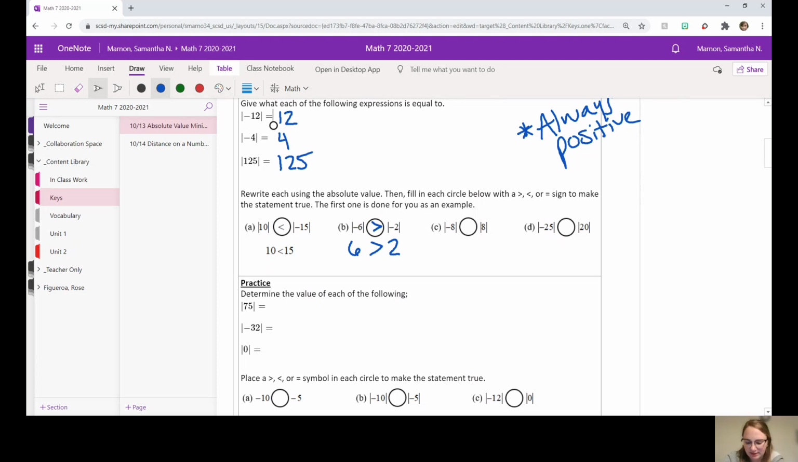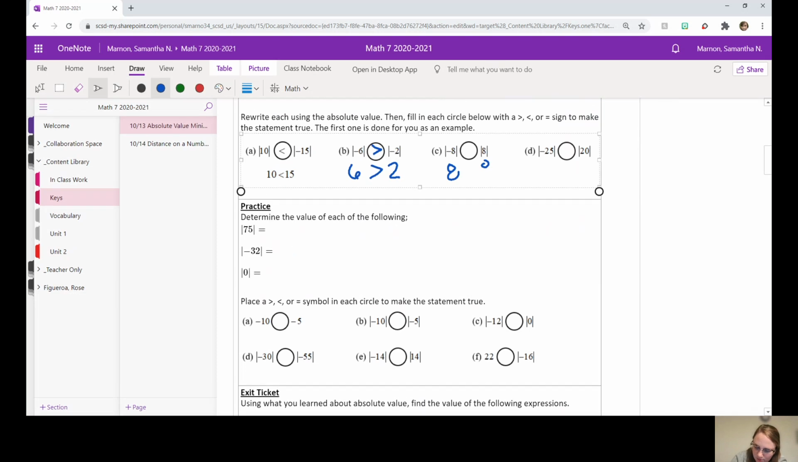Okay, so you should have done C and D on your own right now. We have the absolute value of negative 8 is 8, and the absolute value of positive 8 is also 8. So these are equal. The absolute value of negative 25 is 25, and the absolute value of positive 20 is 20. So we have 25 is greater than 20, so the absolute value of negative 25 is greater than the absolute value of 20.